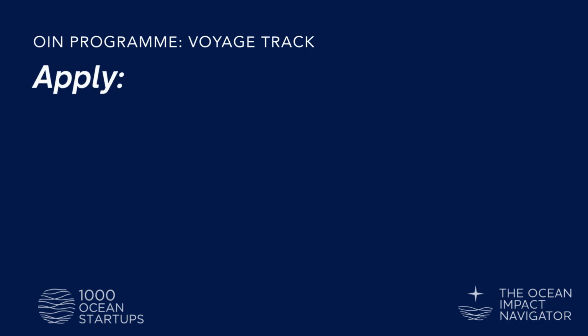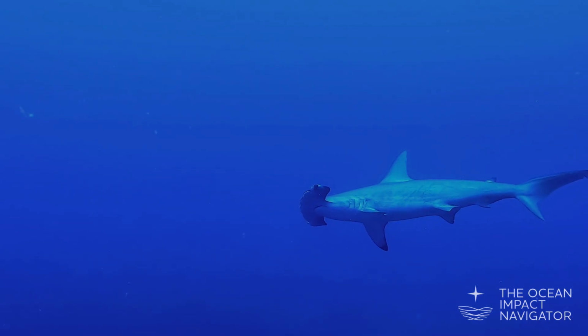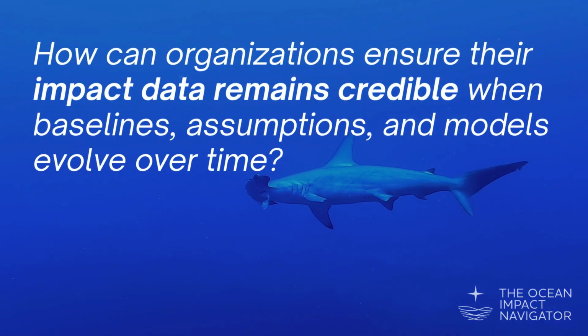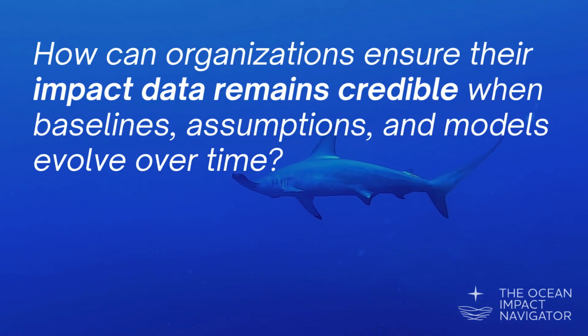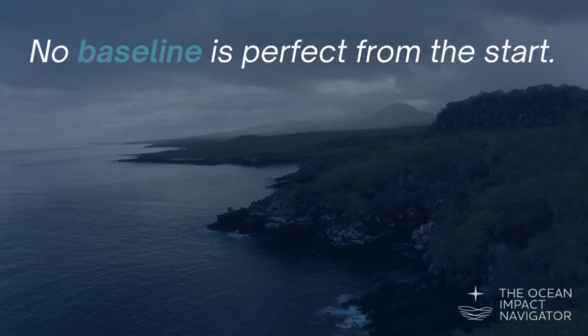Welcome to the chapter Apply, Data Consistency and Validation. This chapter explores how organizations can ensure their impact data remains credible when baselines, assumptions, and models evolve over time? In reality, no baseline is perfect from the start.